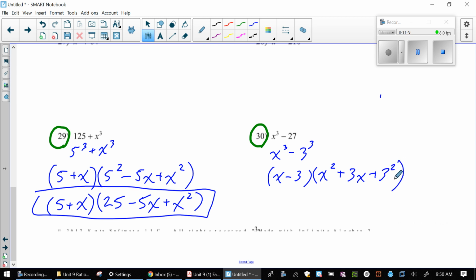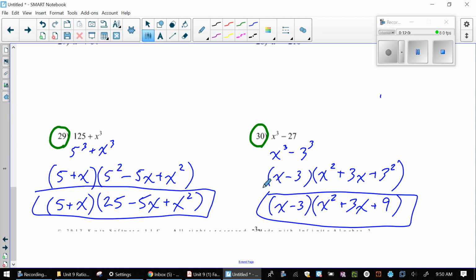And again, you can go straight to 9 if you want. I just want to make sure you're seeing where that 9 comes from. So same signs, opposite signs, always positive: x squared plus 3x plus 9. There's our difference of cubes pattern.